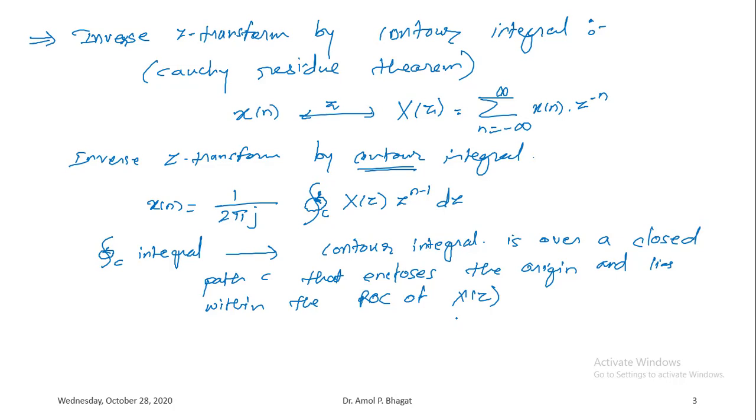So more specifically, or in a more simplified way, this contour integration: what is the formula for identifying the inverse Z transform by using contour integration? It is x of n equals 1 upon 2 pi j, contour integration of x of z, z to the power n minus 1 dz. Okay, it is the formula, right?